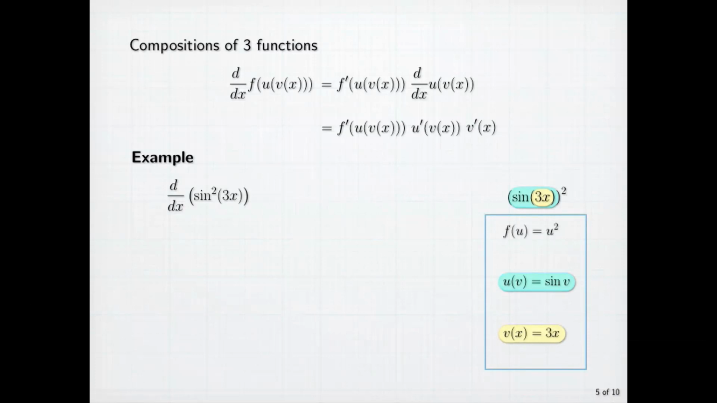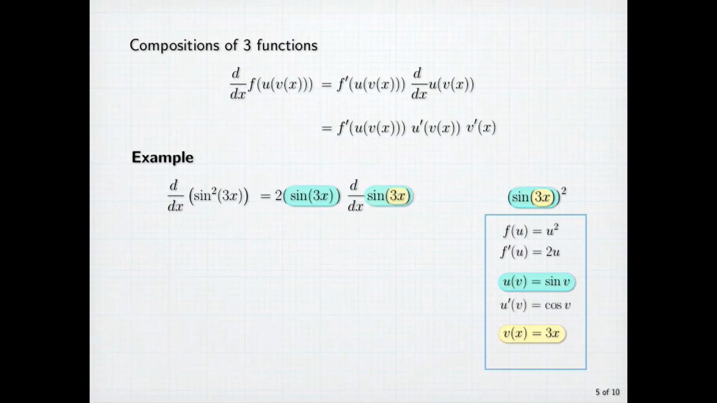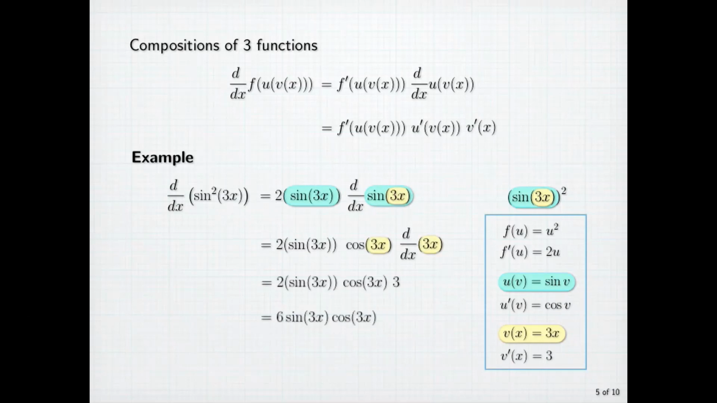Now, the derivative of u squared is 2u, so we write 2 times sine of 3x and multiply by the derivative of sine of 3x. The derivative of sine v is cosine v, and so we write cosine of 3x and then multiply by the derivative of 3x. And since the derivative of 3x is 3, we end up with 6 times sine of 3x times cosine 3x.